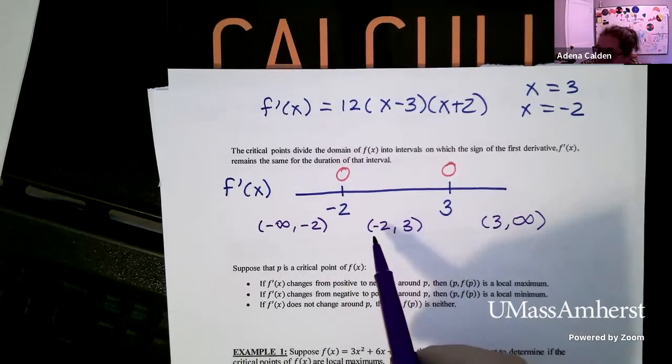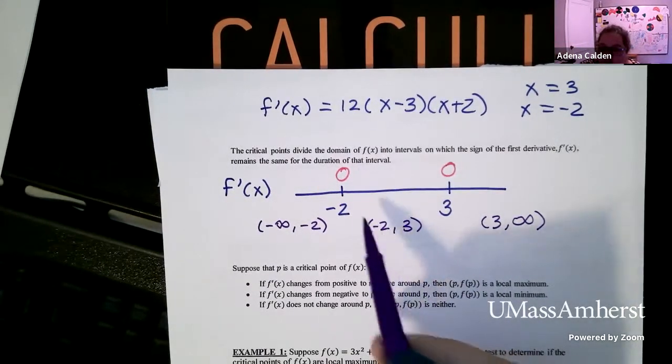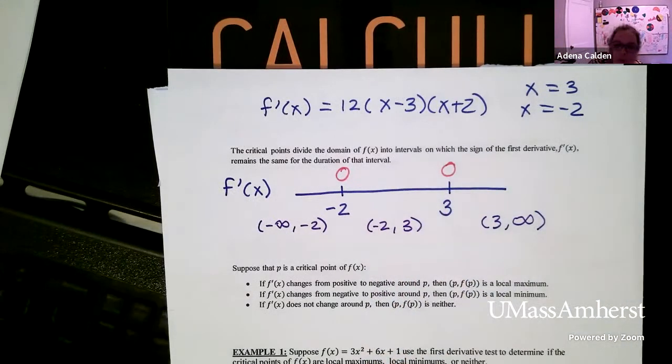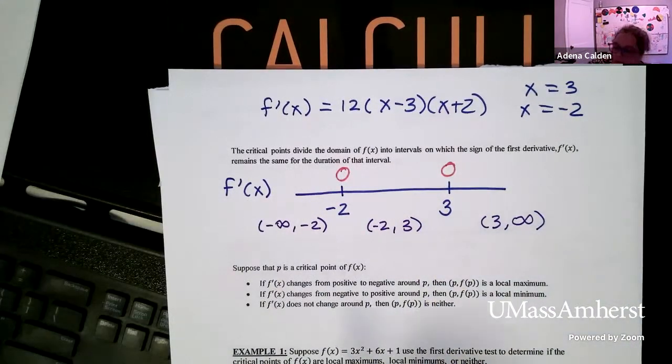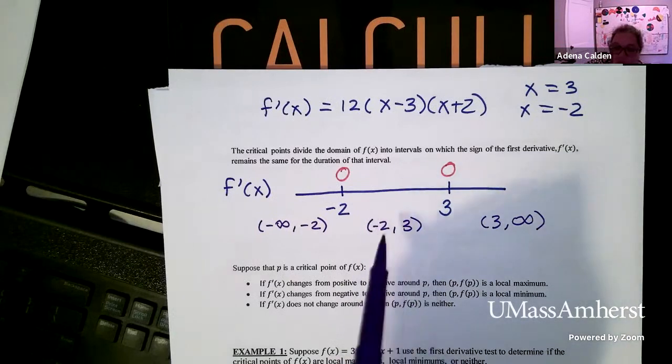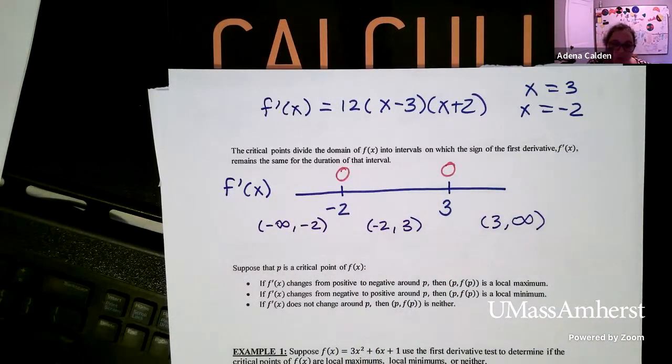So whatever is happening between -2 and 3 doesn't change. So if it's increasing, it's always increasing between -2 and 3. If it's always decreasing, right, then it's the same. It doesn't change on the interval. So what do we want to do with this information?